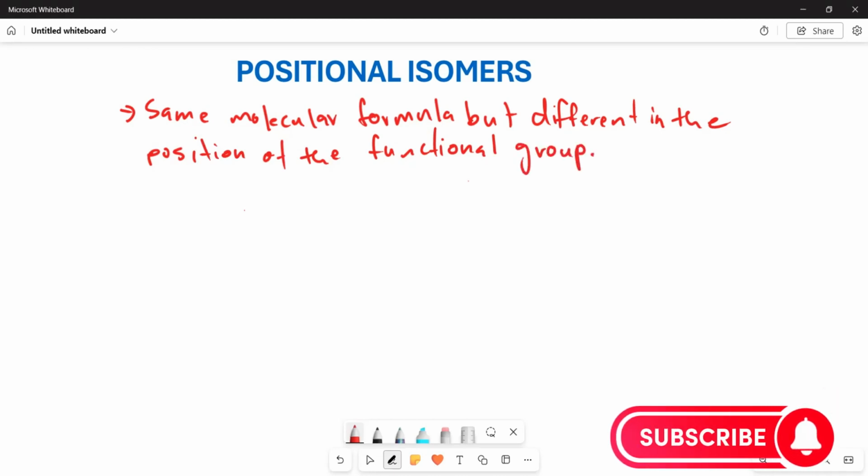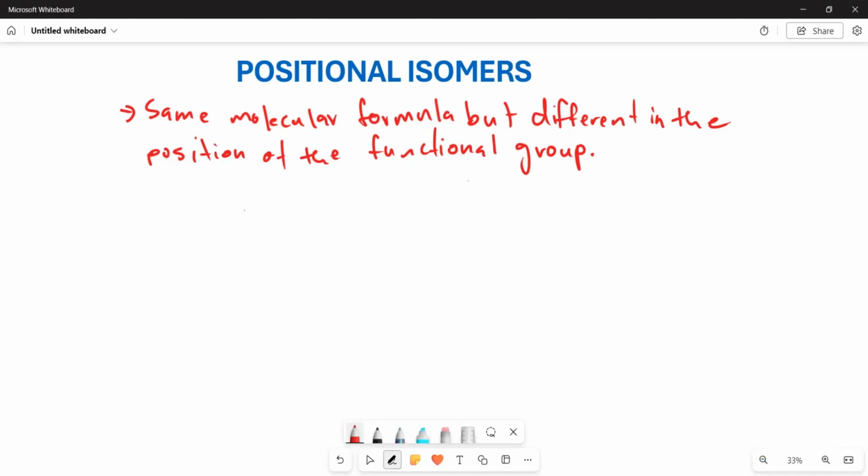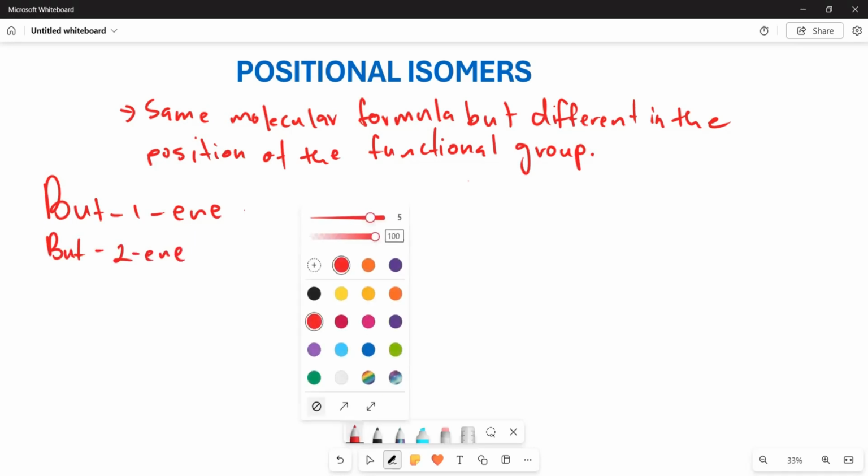Now, I want us to understand this more intensely. So, for an example, let's say I give you this first example. Let's say I give you your butane, your but-1-ene, or rather let's start with your but-1-ene. And I give you what is also your but-2-ene. What does this mean? I want us to look at these two things carefully.